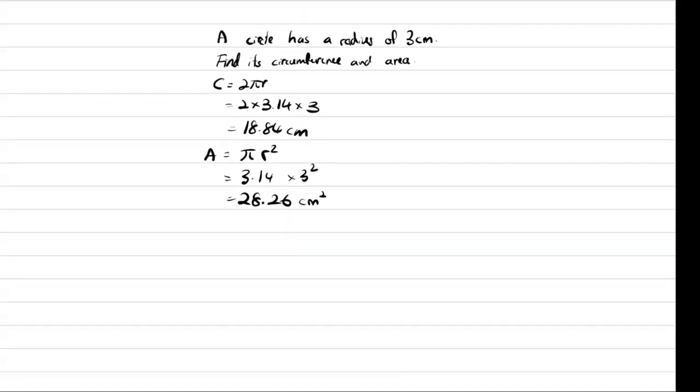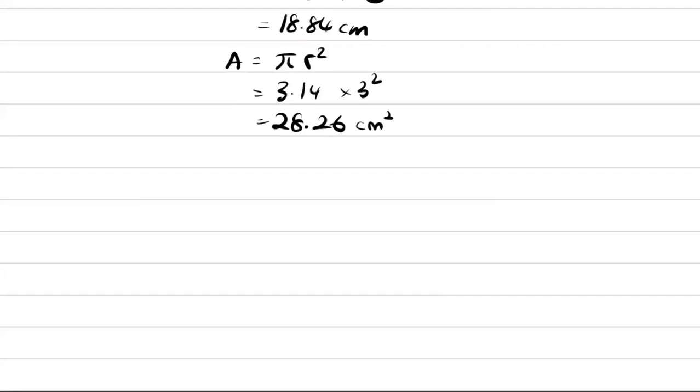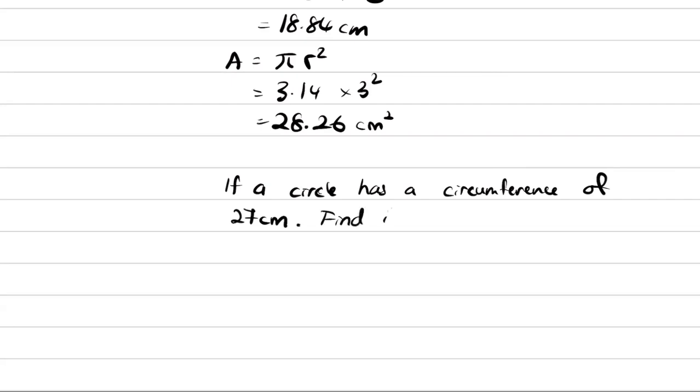Okay, so if it's given to you, can you find the area or the circumference? Can you find the radius using the area or circumference? So let's say if I tell you a circle has a circumference of 27 centimeter, find its radius. Can you do it? So first you just need to do circumference is equal to 2 pi r.